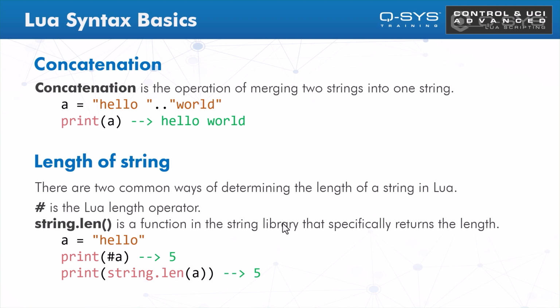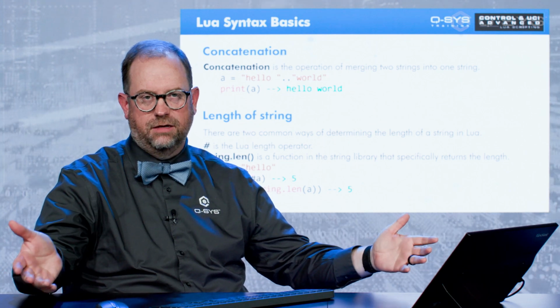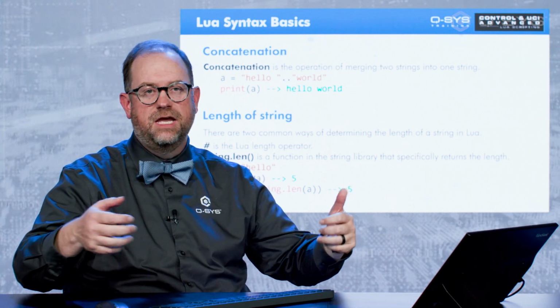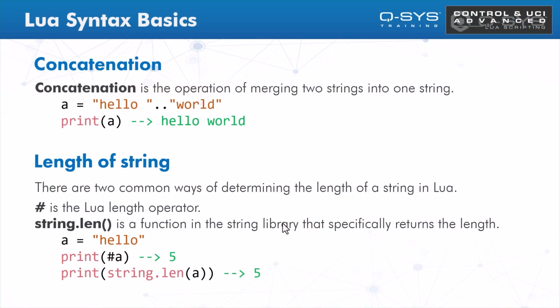And since we're talking about strings, this is a good place to add that one of the most common things that people ask at some point is, how many characters are in your string? There are 2 really good answers to that. You can use the pound operator, or there's a function called string.len, which will also tell you the number of characters in your string. And here you go. You can see here that A is the string hello. Print pound A gives you 5. Print string.len of A also gives you 5.